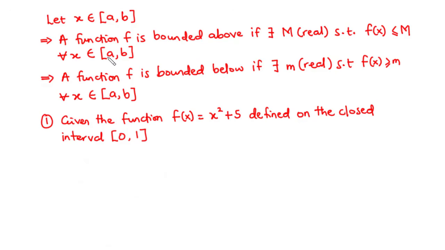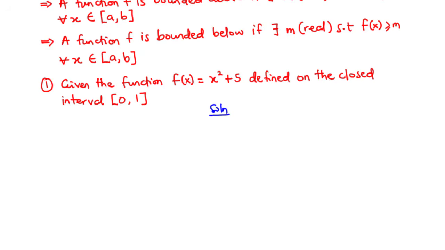Now to clearly understand these two statements, let's try to solve this question. Question 1. Given that the function f of x is equal to x squared plus 5 defined on the closed interval 0, 1. Now the first thing we are going to do is to try and get the domain of this function. Now the domain of this function is what has been given in the question as the closed interval. So that is the closed interval 0, 1. This is the domain of the function.